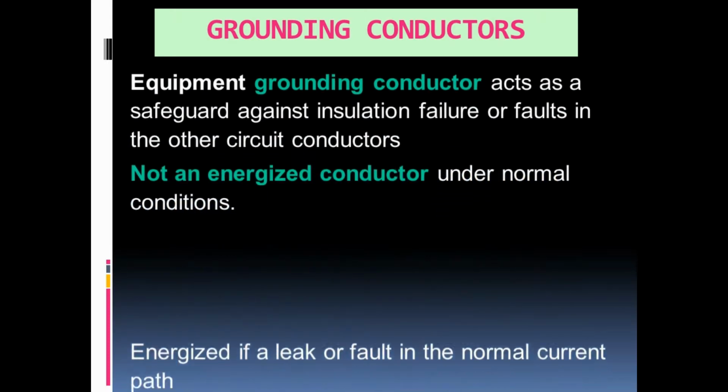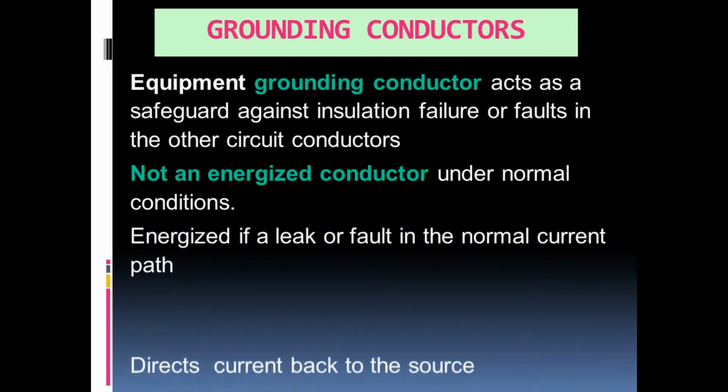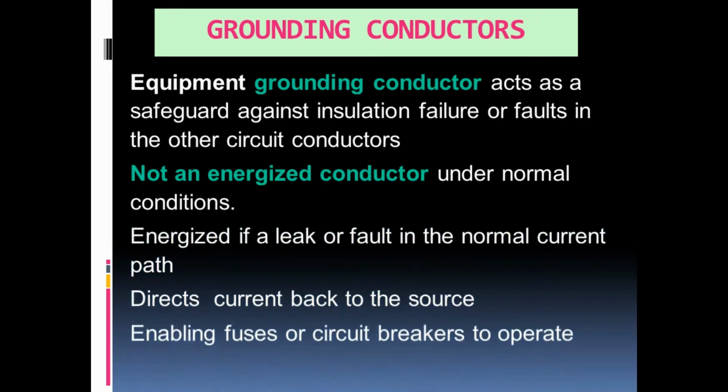Equipment grounding conductors act as a safeguard against insulation failure or faults in the other circuit conductors. It is not an energized conductor under normal conditions. It becomes energized if a leak or fault in the normal current path directs current back to the source, enabling fuses or circuit breakers to operate.